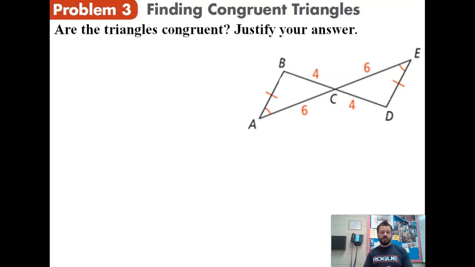So we're going to put that theorem to use in 1 minute here. But problem 3 says, are the triangles congruent? Justify your answer. So we've talked about what congruence means. We've used it to solve for side lengths and angles. The last thing we're going to do here is determine whether or not we actually are looking at congruent figures.